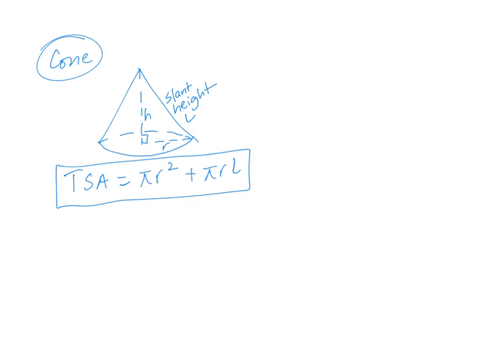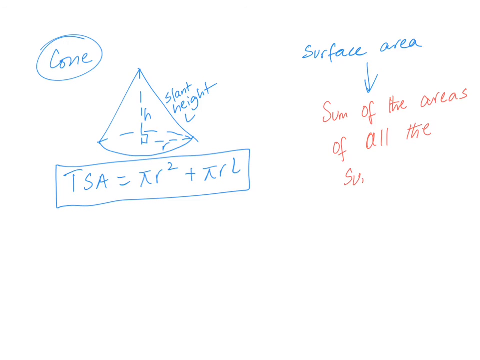And then if you have any shape that you cannot define or you haven't learned over here, basically surface area is the sum of the areas of all the surfaces. So it's based on the surfaces. How many surfaces can you see? You find the area, you add all of them, and that's how you'll determine the surface area.